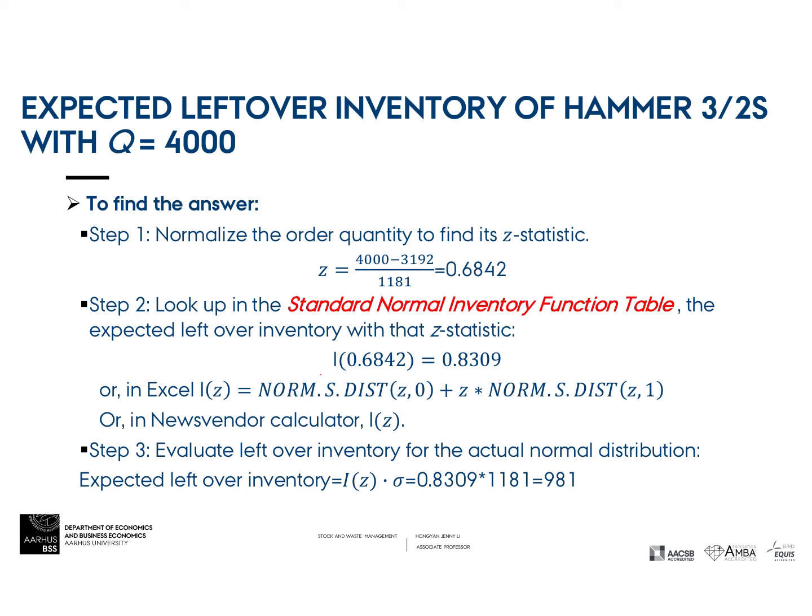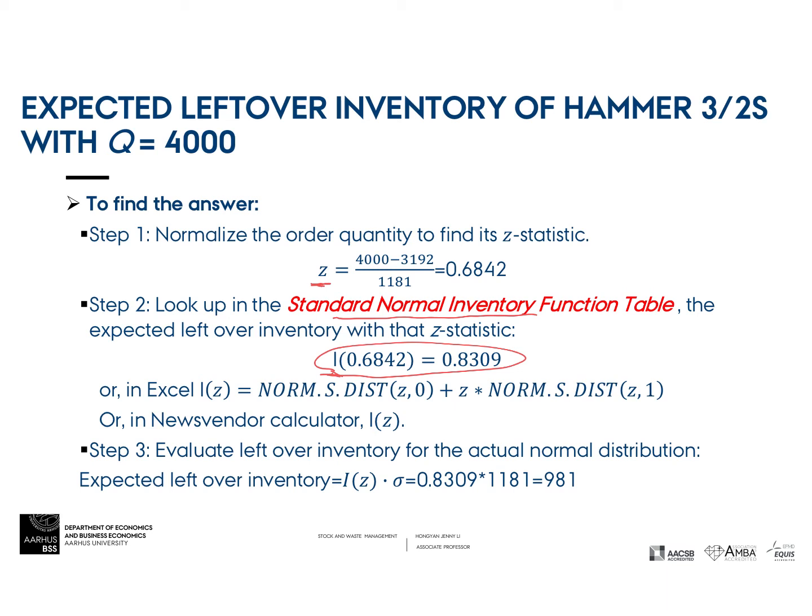So the most difficult part is here. You should know it's possible we can find a standard normal inventory function table. So in this case, you have to calculate the zeta statistic. If we do not calculate the zeta statistic, then we cannot find the leftover rate. Then we cannot actually estimate expected leftover inventory for your general distribution.